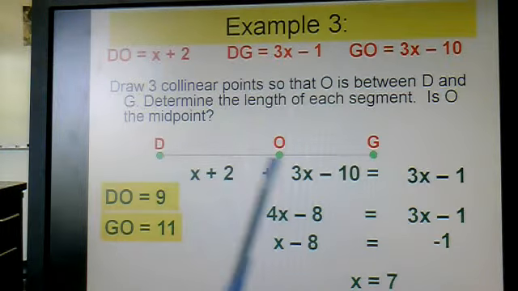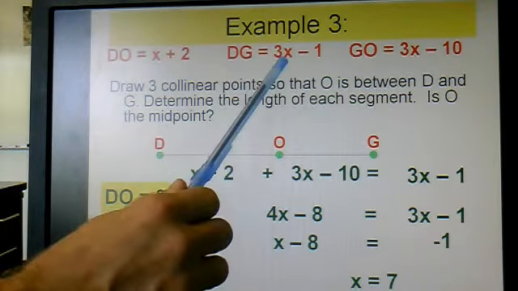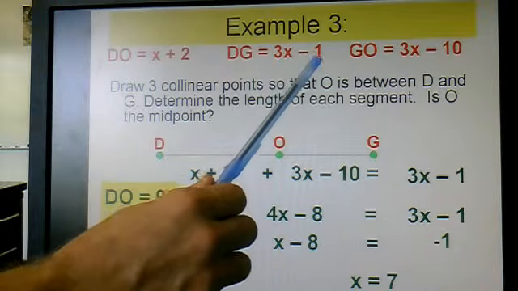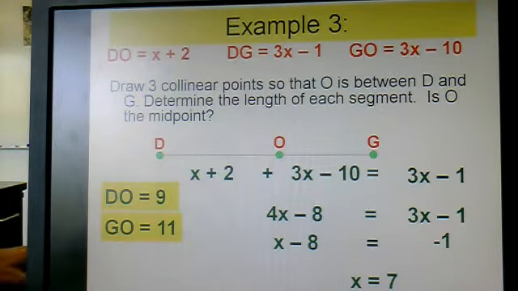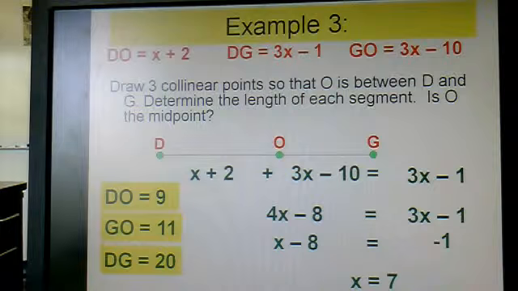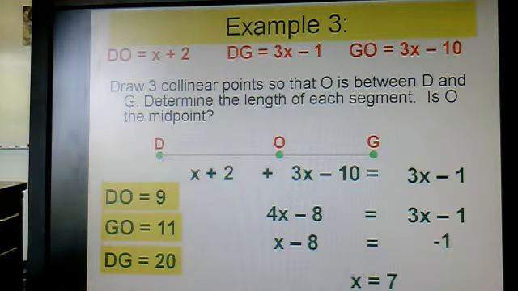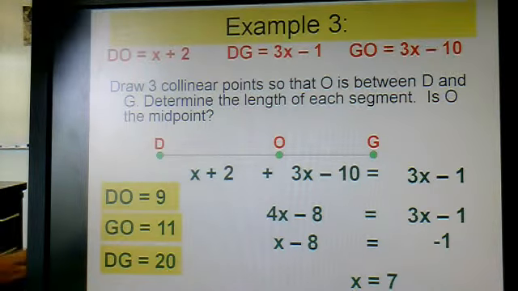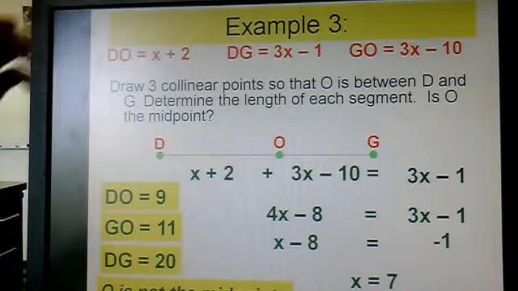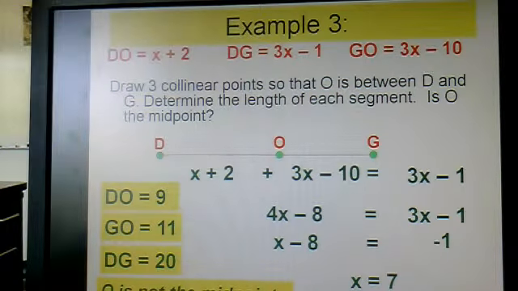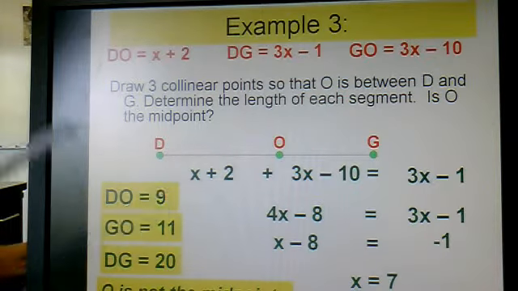I would check it in DG. Plug the 7 in here and you get 21. Minus 1 is 20. So you've kind of redundantly checked that all 3 segments are what they're supposed to be and that the value of x works in all 3 of them. And of course the conclusion on there, it's cut off on the bottom here, is that O is not the midpoint because these two are not equal.